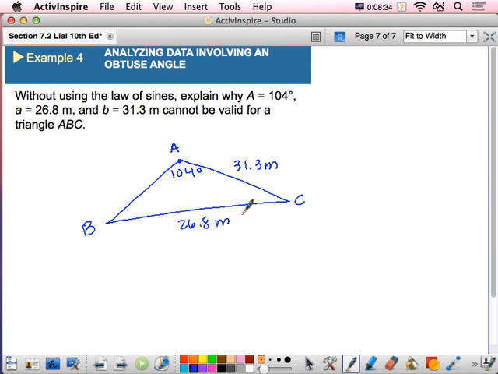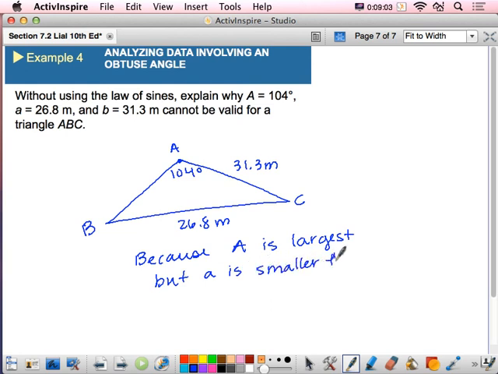So how do we say that? Because angle A is the largest, but little a is smaller than little b. That's how we know it can't work. Little a should be the largest side, and there's no way that that's going to happen here. Make sense? Great. That wraps up section 7.2.